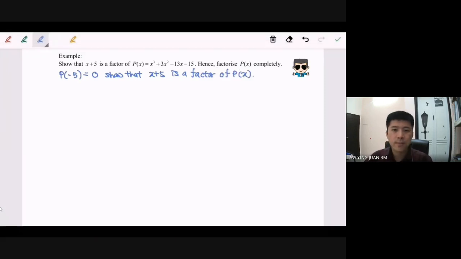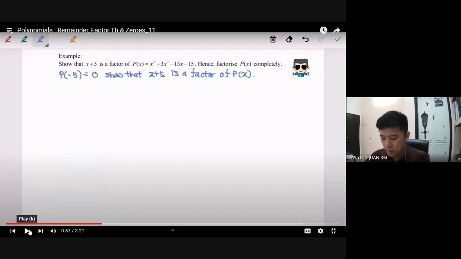Next part, I'm going to answer factorize the px completely with the help of the factor x plus 5. So, keyword dia mesti long division. Sebab x to the power of 3, kita tak boleh terus tekan calculator. Mesti kena guna long division. Tiada cara lainnya, satu je.